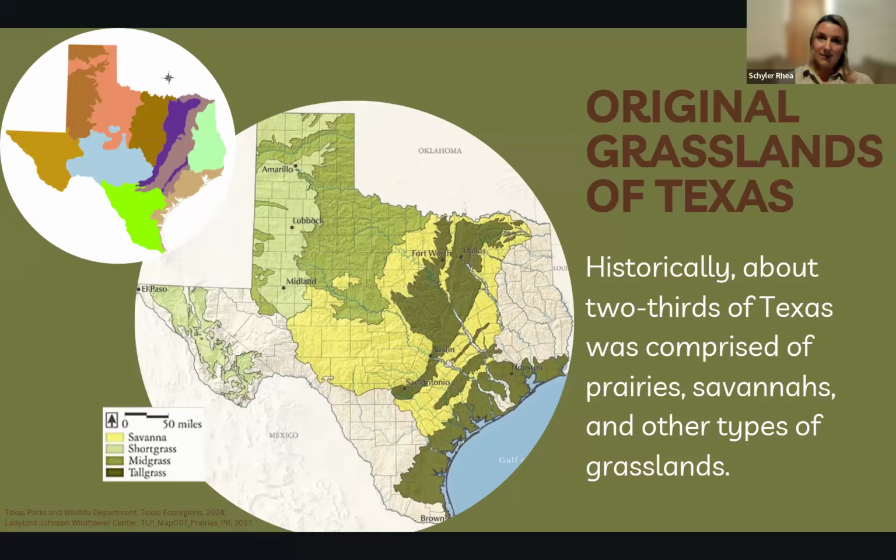Before European settlement, most of the state was grasslands. However, once European settlement happened, the landscape drastically started to change. A lot of these influences were due to crops, farming, the killing of bison, and then overgrazing of cattle. So after the 1800s, into the early 1800s, the landscape really started to drastically change.